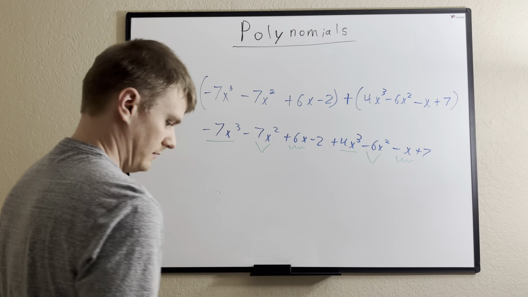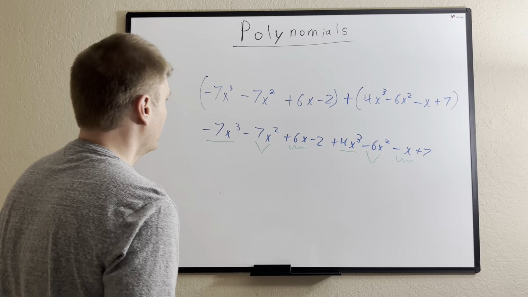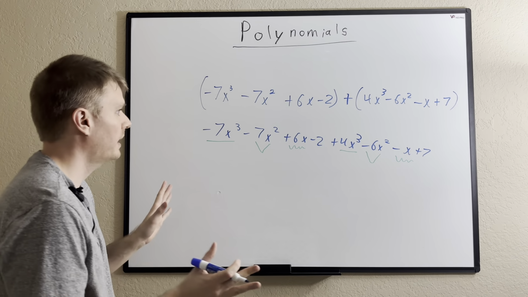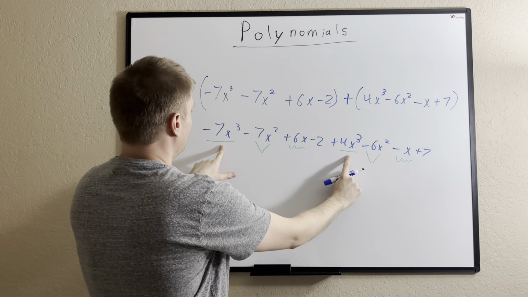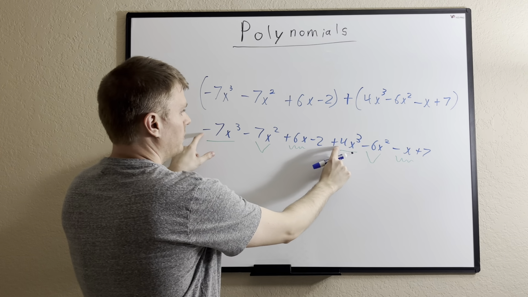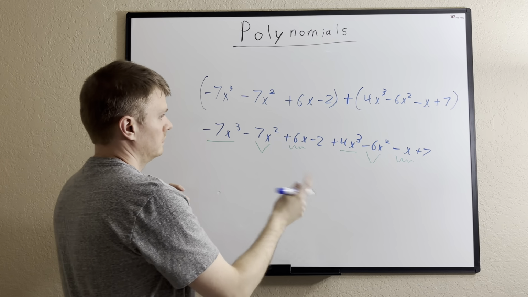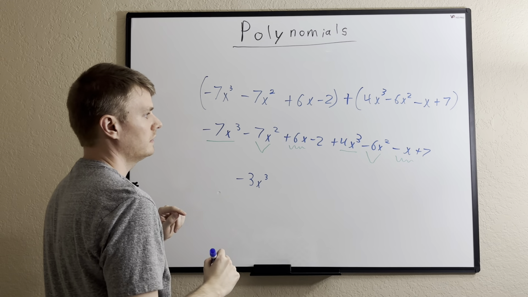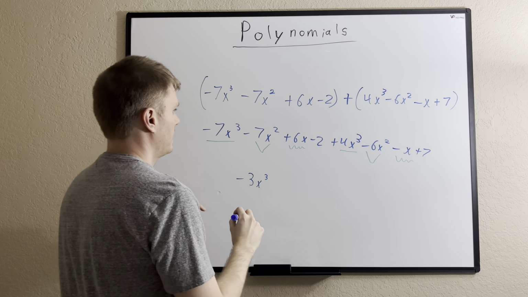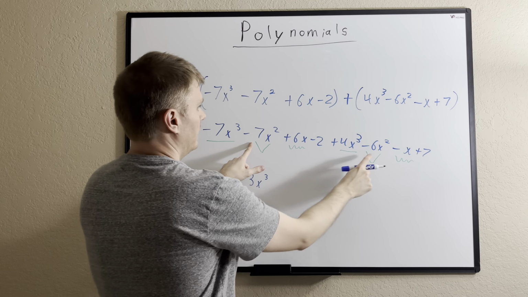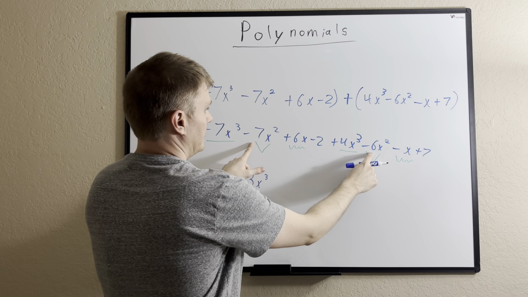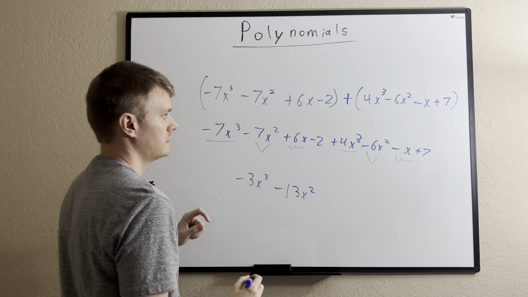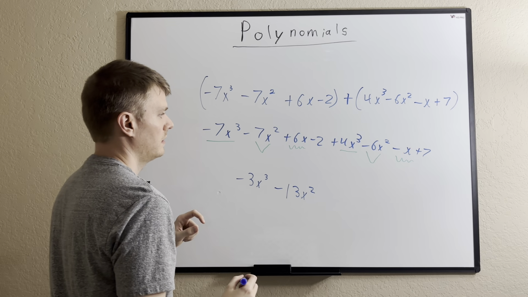So, now that we've identified all of our like terms, we can combine them. First of all, the x cubed, negative 7 plus 4, negative 3, right? Negative 7 minus 6, negative 13 x squared.